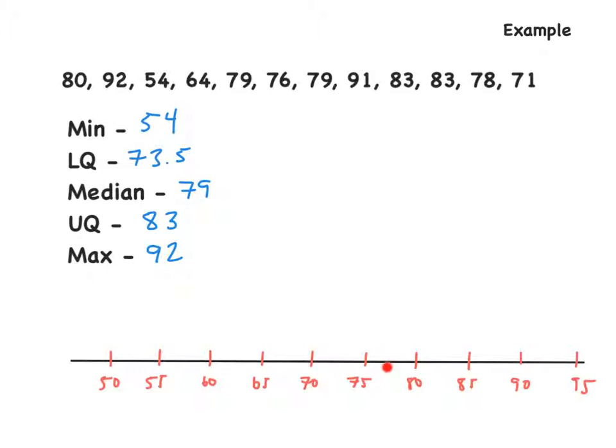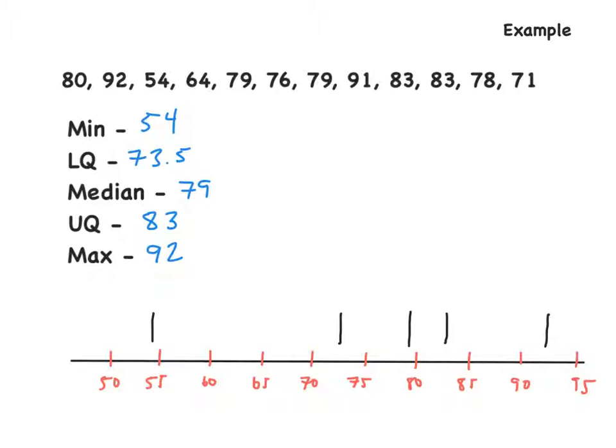Step 1, we have our line. Step 2, figure out what our points are, and then we are going to plot them on the plot line. So we have 54. It's probably about there. Lower quartile is 73.5, so it's probably about right in the middle. Median is 79. Upper quartile is 83. Max is 92.